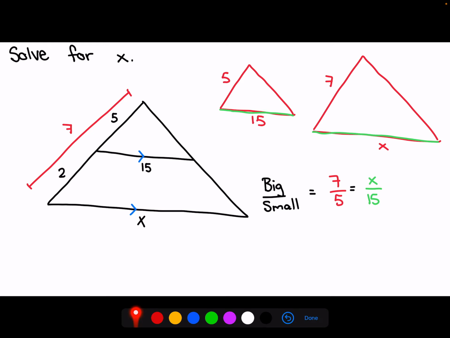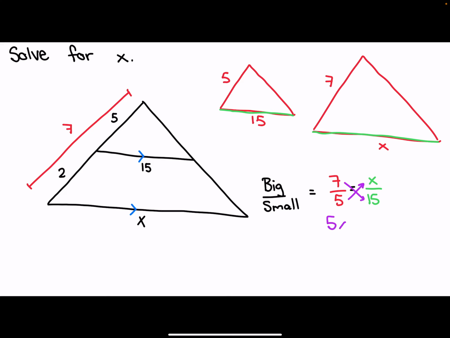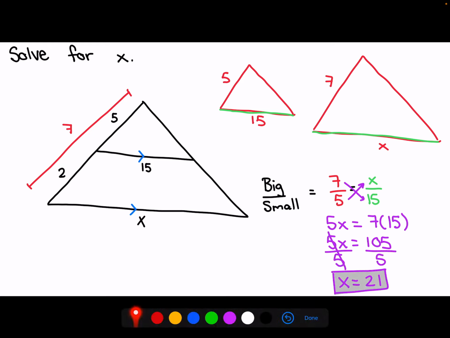And again, we're just mapping the corresponding parts together. From here, we can go ahead and cross multiply to solve. This will give us 7 times 15 and 5 times x. So we have 5x equals 105. Of course, if I divide both sides by 5 to get x by itself, we'll be left with x is equal to 21. And that's our final answer.